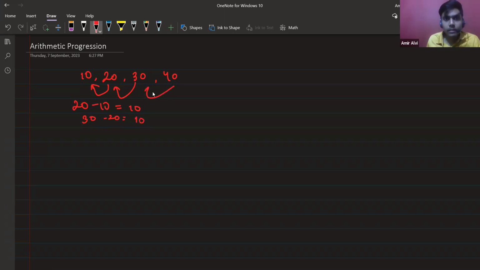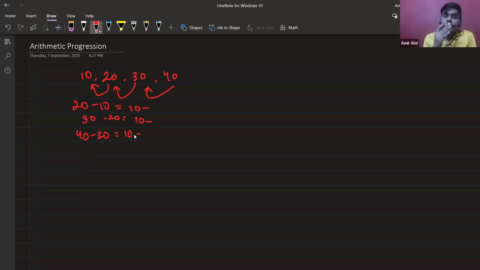If you subtract 30 from 40, how much are you going to get? 10. Very good. So you can see that after every term, if you subtract the two consecutive terms, the later term and the previous one, the successor and the predecessor, you will get a difference which is common to this whole pattern. Yes or no?